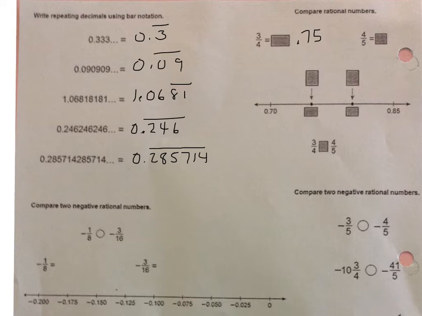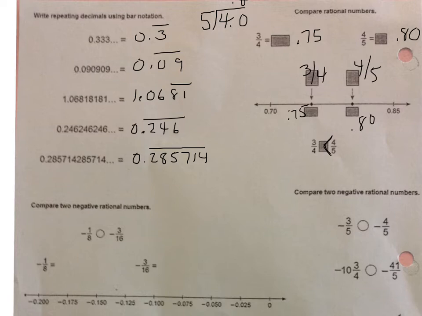So we're going to do our long division right here. 5 goes into 4 8 times, so this is equal to 0.8 or 0.80. Okay, so now if we look at our number line down here, we have 0.70 and we have 0.85. So the first spot is going to be the 0.75, which is going to be the 3/4, and then the second one is going to be the 4/5, which is 0.80. So since 3/4 is 0.75, that is going to be less than 4/5, which is 0.80. 75 is less than 80.